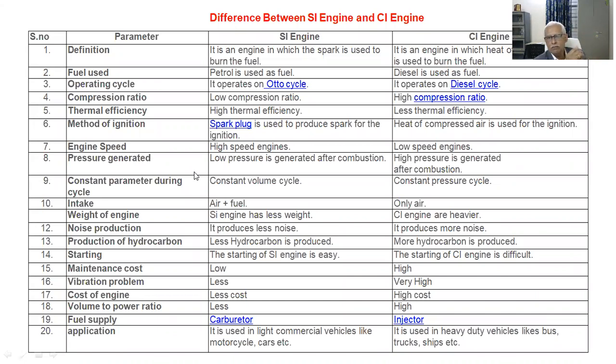The weight of the engine, we already discussed it. SI engines or petrol engines weigh less when compared to the CI engine. CI engines are definitely heavier. And noise levels: because of the lower pressure inside the engine cylinder, noise levels will be less in the case of the SI engine or petrol engine, also called Otto cycle engines. In the case of the CI engine, noise is definitely higher.